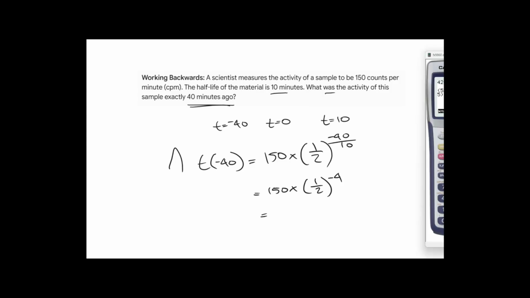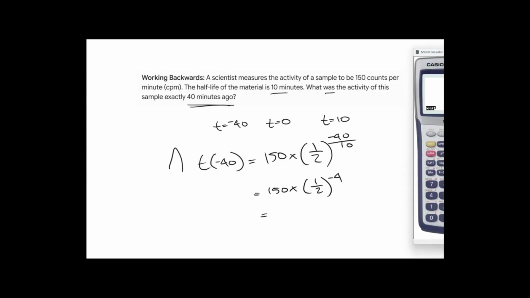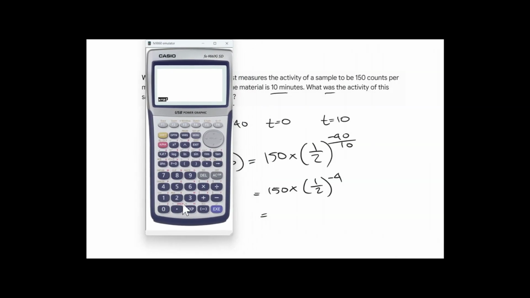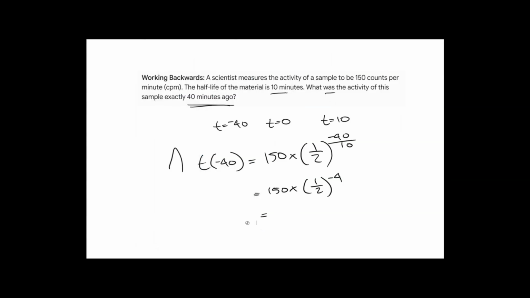Let's get our calculator, clear that out. So, 150 times brackets 1/2, close brackets, to the power of -4, 2,400. Remember, a fractional number to a power of a negative number is the same as the reciprocal being raised to the positive power. So that means that it was 2,400 counts per minute 40 minutes ago.